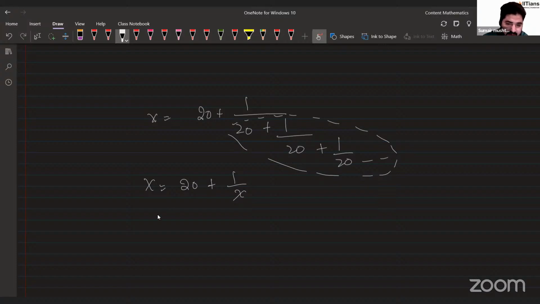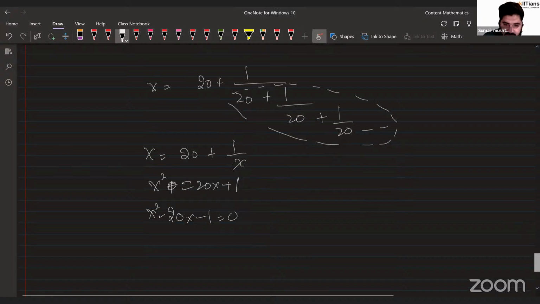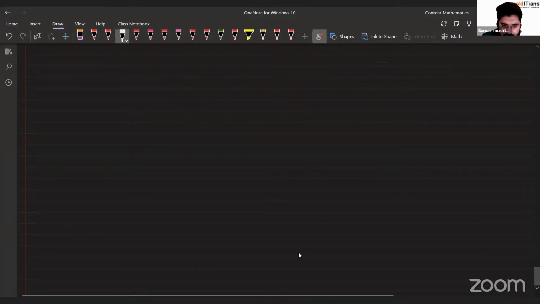So what to do? Simple. I think you got the values. This is x square is equal to 20 times x plus 1. I have put the denominator the same. Clear or not? Okay. This is x square minus 20 times x minus 1 is equal to 0. Simply, you can find the value of x, right?